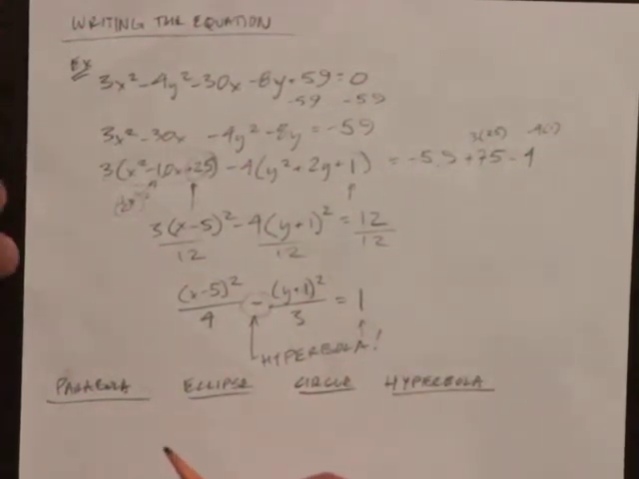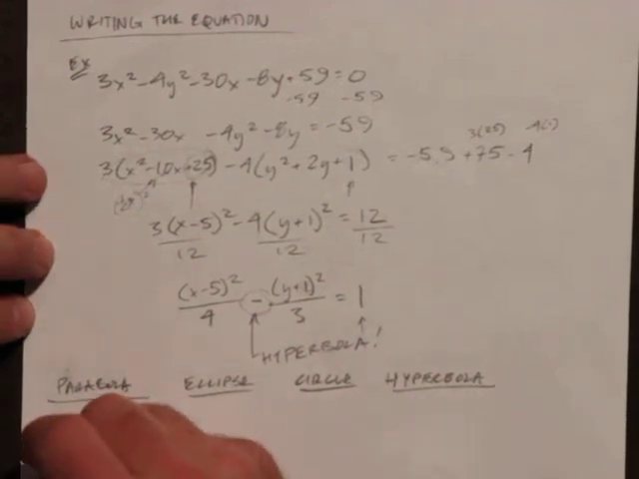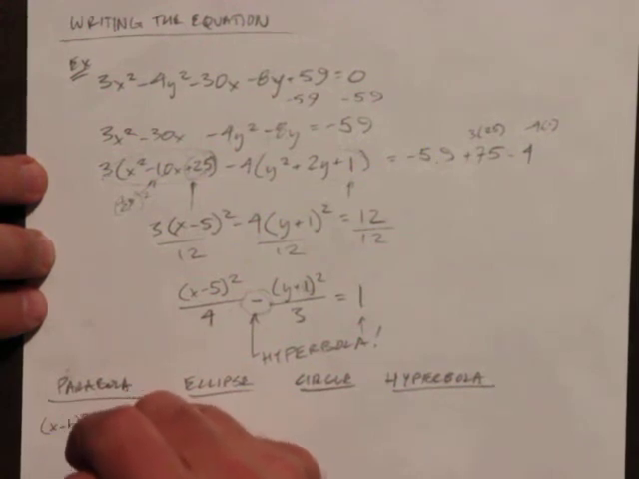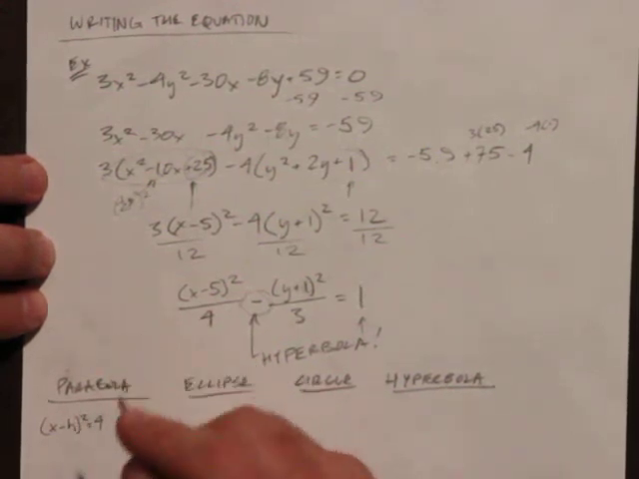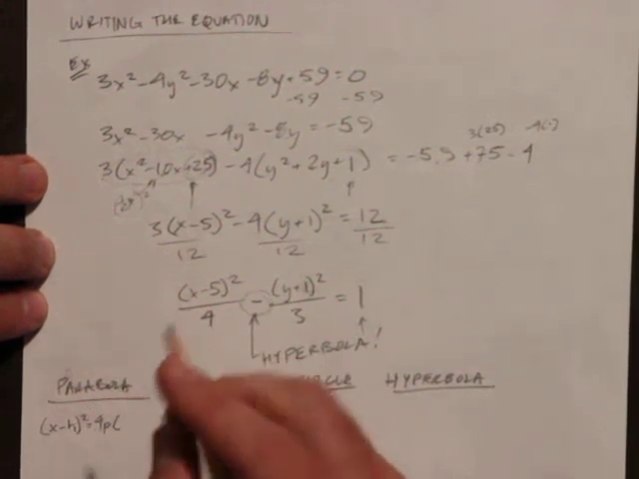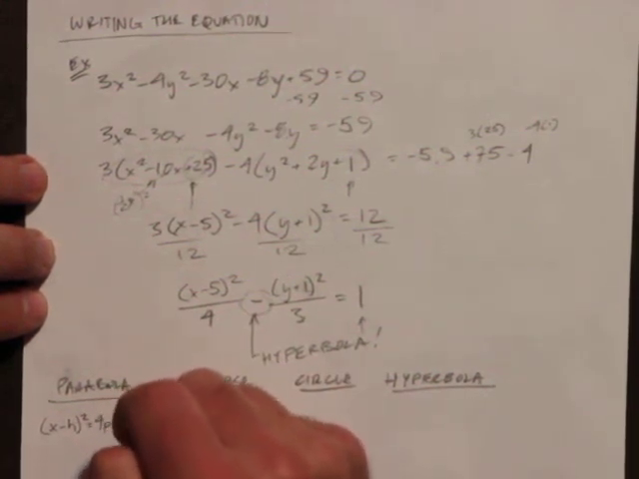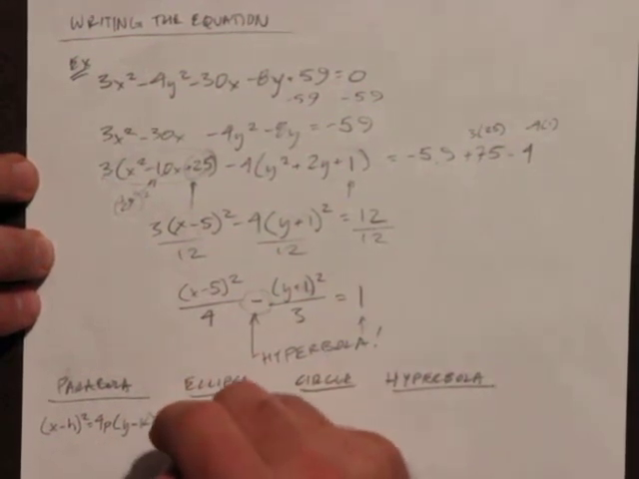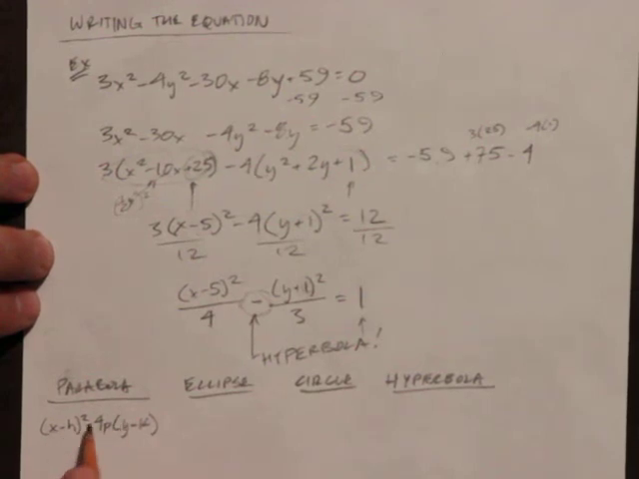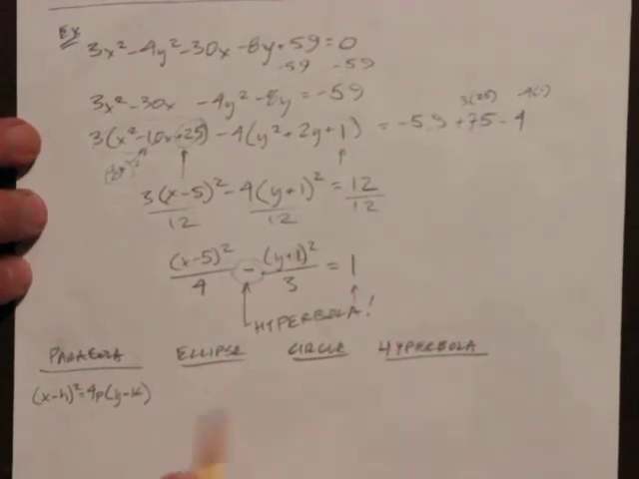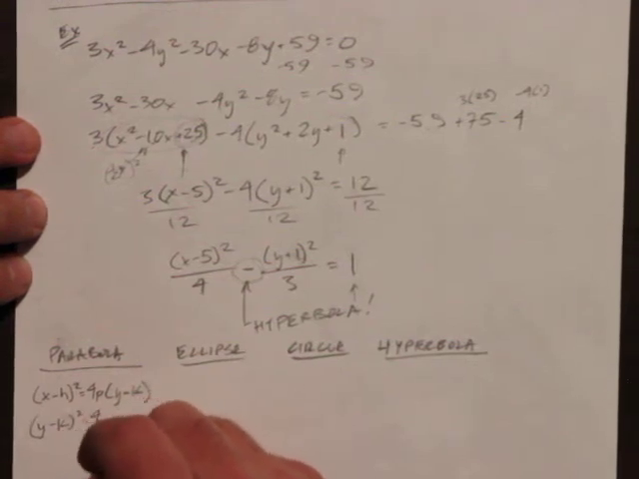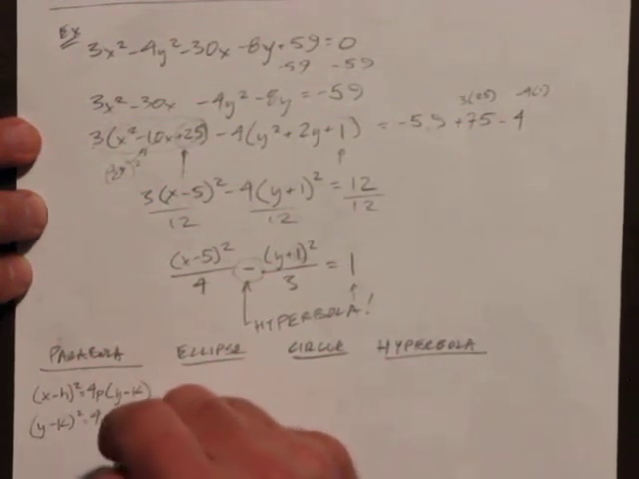So a parabola, remember, looks something like this. I've got (x minus h) squared equals 4p (y minus k). These x's and y's can be switched just as long as one's squared over here and one's not squared over there. So it could be (y minus k) squared equals 4p (x minus h).